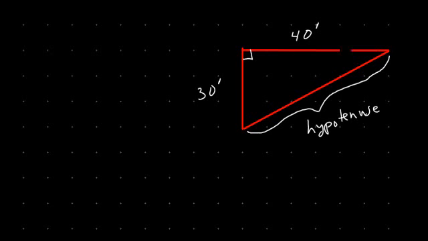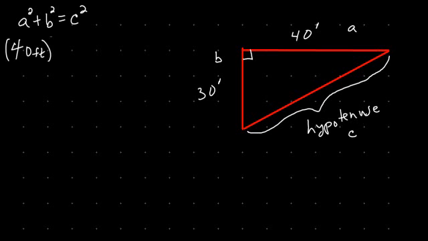We can measure these other two sides, and we've got them to be 30 and 40. So let's figure out the length of that third side, the hypotenuse. We know that in a right triangle, if I call this side A, this side B, and the hypotenuse C, then A squared plus B squared equals C squared. Here A is 40 feet, so that's 40 feet squared, plus B is 30 feet, 30 feet squared, equals our hypotenuse squared, C squared.